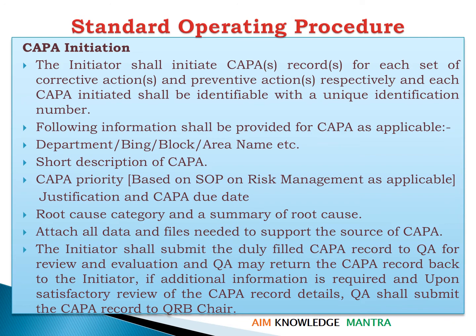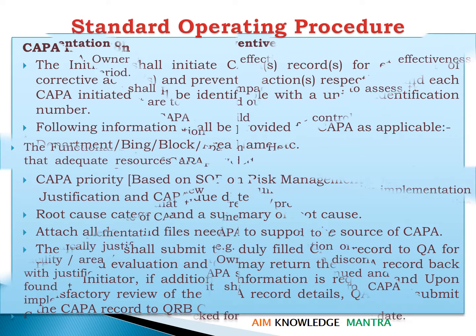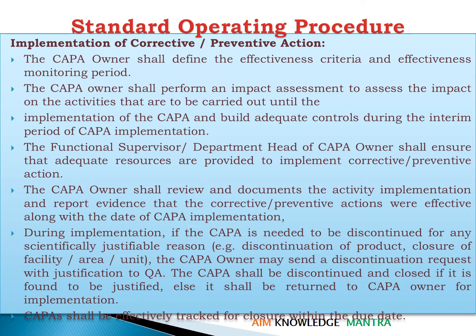The initiator shall submit the duly filled CAPA record to QA for review and evaluation, and QA may return the CAPA record back to the initiator if additional information is required, and upon satisfactory review of the CAPA record details, QA shall submit the CAPA record to QRB chair. Implementation of corrective, preventive action. The CAPA owner shall define the effectiveness criteria and effectiveness monitoring period. The CAPA owner shall perform an impact assessment to assess the impact on the activities that are to be carried out until the implementation of the CAPA and build adequate controls during the interim period of CAPA implementation.